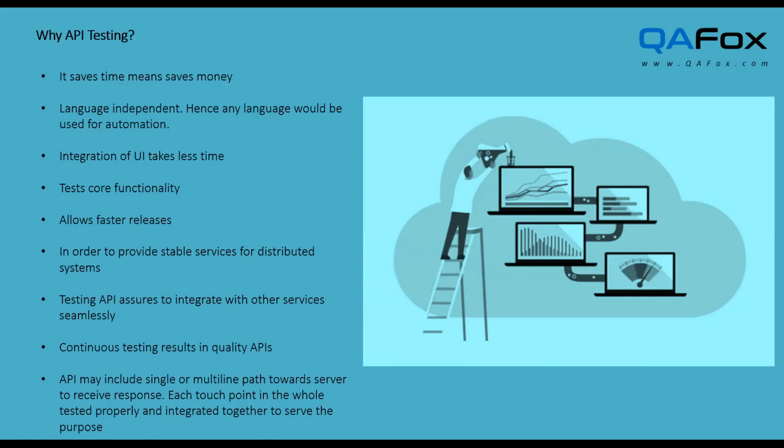So it may be a single path between the client and the server, or it may be a multi-line path from the client to the server and then to the other server. So the whole path should be tested. The whole path can be tested using the APIs. So these are the points that we can consider under the importance of API testing.